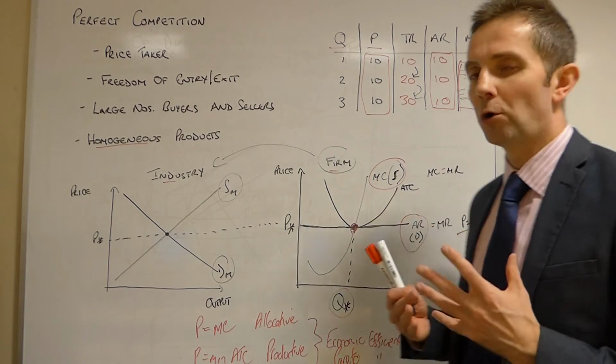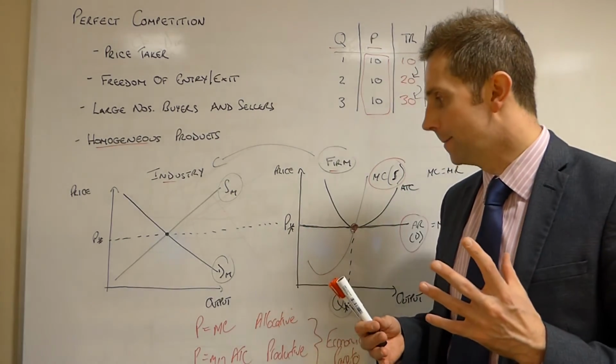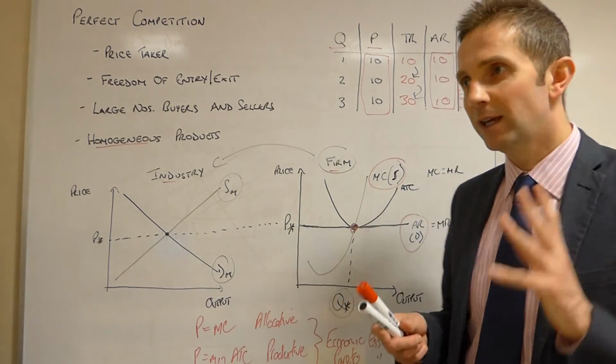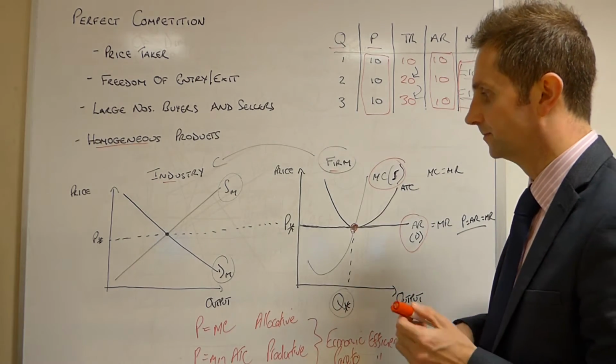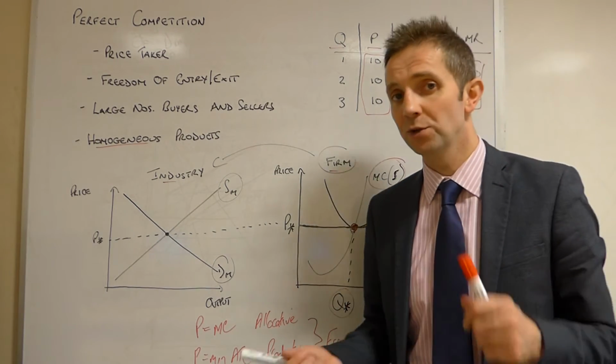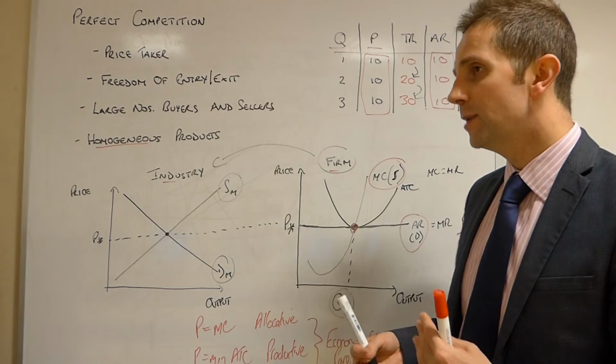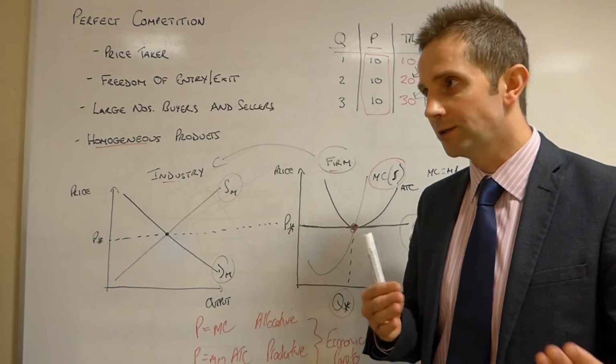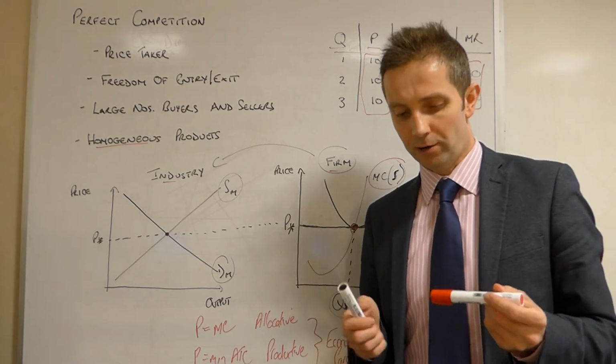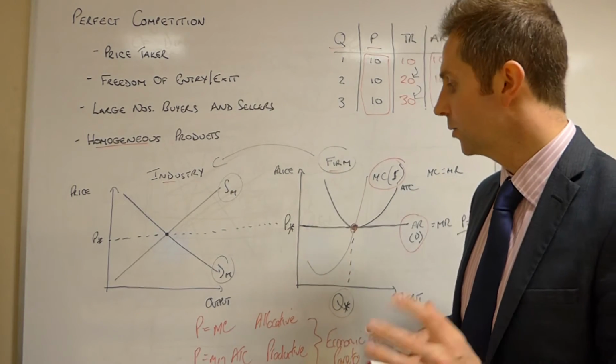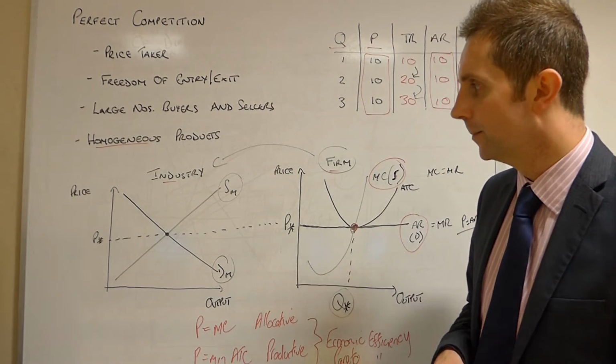Now, the short run scenarios for perfect competition make this slightly more interesting. So in the short run, two things can happen. We can either make a profit or we can make a loss. So let's take the profit scenario first of all and have a look at that. How would we analyse that on this diagram?